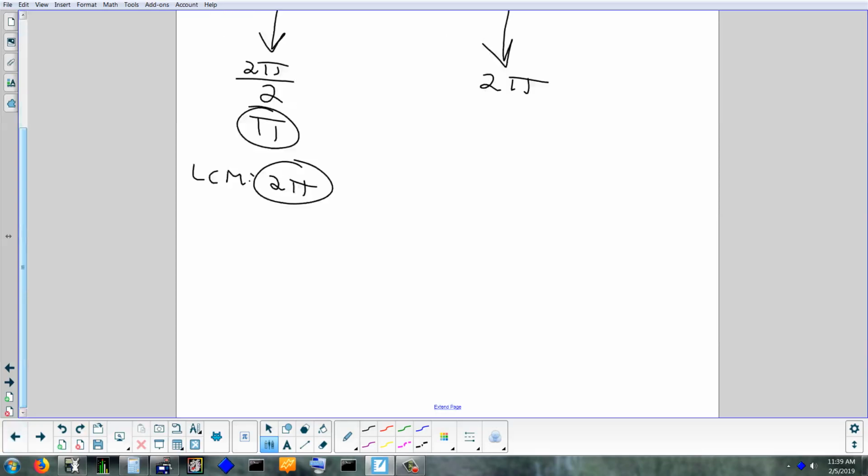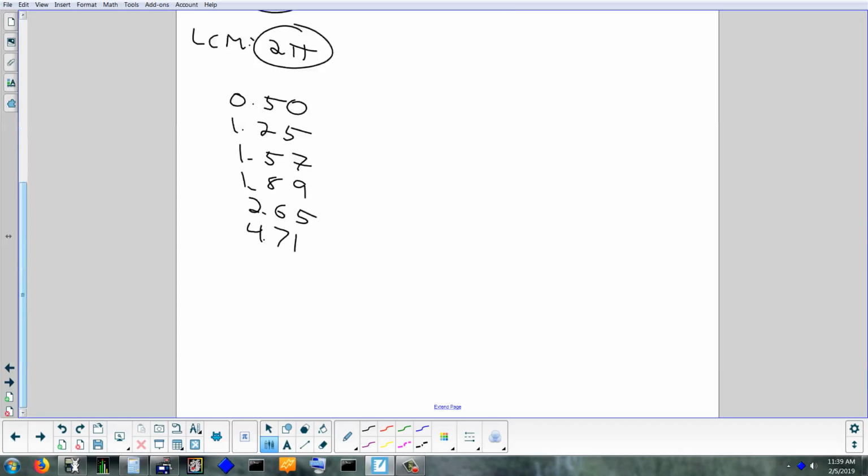All right, so the answers are 0.50. That's the first one. The second one is 1.25. The third one, 1.57. The fourth one, 1.89. The fifth one, 2.65. You can check them, that's what they come out to. And 4.71. And every one of them is plus 2 pi n.